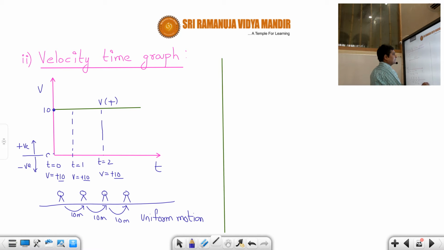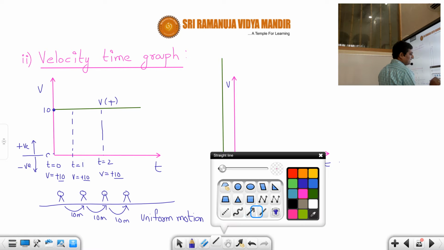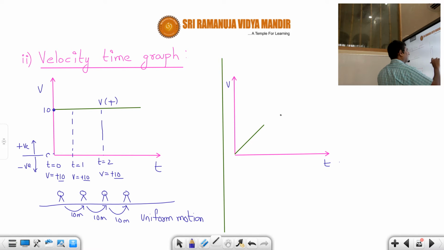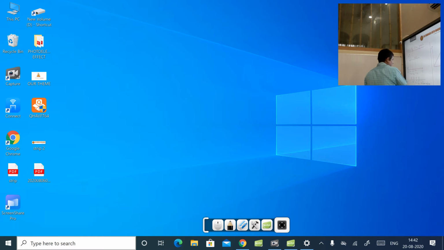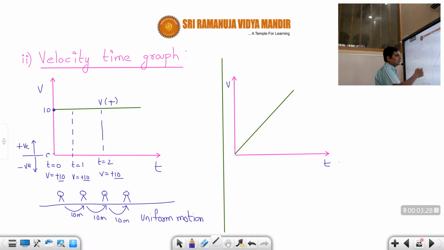Okay students, now let us see one more graph. Let us see one more graph students. The Vt graph, and let us analyze that graph. Suppose this is V, this is T. Suppose now the graph is a straight line but not parallel to the time axis. It is given like this. Now let us analyze. The analysis is very easy, students, if you know the basic technique of how to understand it.